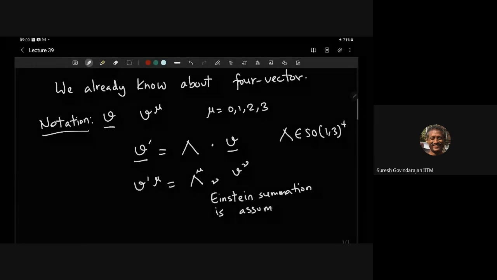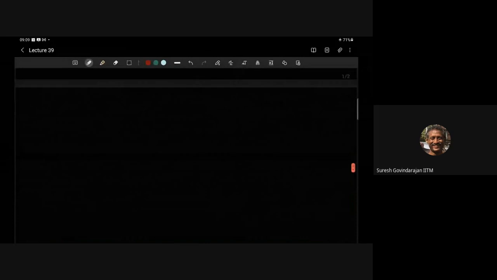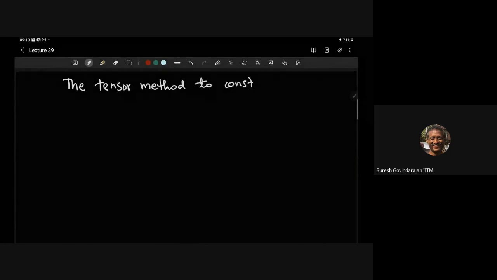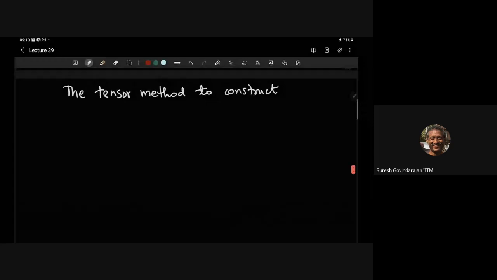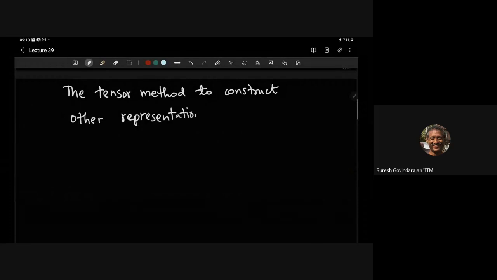Okay. So how do we construct other objects? We will use the tensor method. People get scared when one uses the word tensor. It is just pretty trivial. You will see the tensor method to construct other objects. I'm using the word objects, but actually the correct word is other representations. I'm calling them objects which transform nicely.